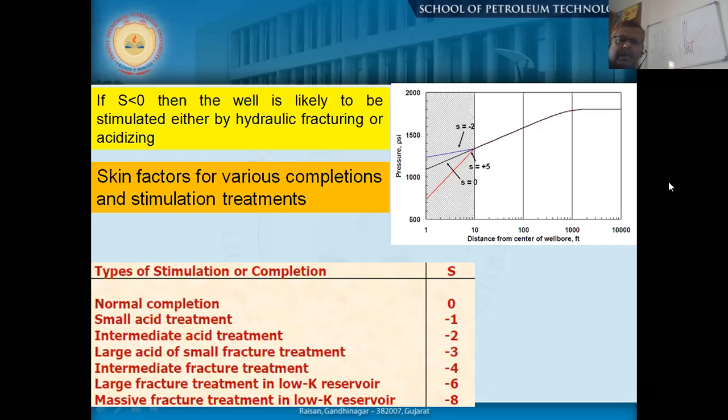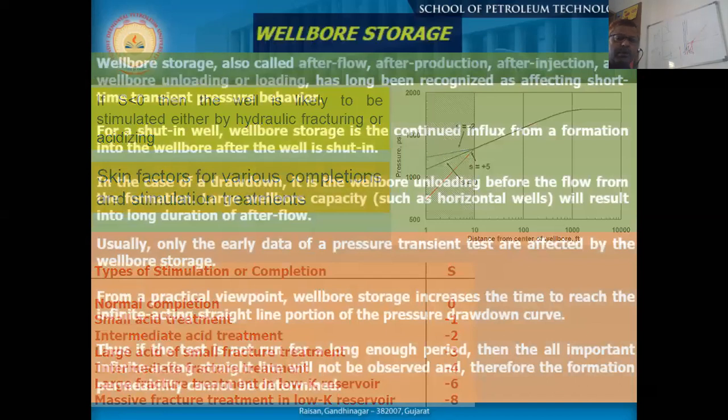Okay. So now if you see the types of stimulation or completion, what we consider in general: normal completion we consider 0 skin, small acid treatment -1, intermediate acid treatment -2, -3, then -4, -6, and massive fracture treatment in low permeability reservoir. So that is how we generally consider. And by using our well test, we could gather the information also. When you do certain workover jobs or acid treatment, has it really improved or not yet? That calculation we could also do. So this is one advantage of your well test if you do it before and after.